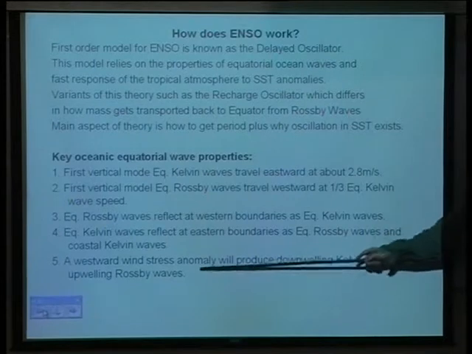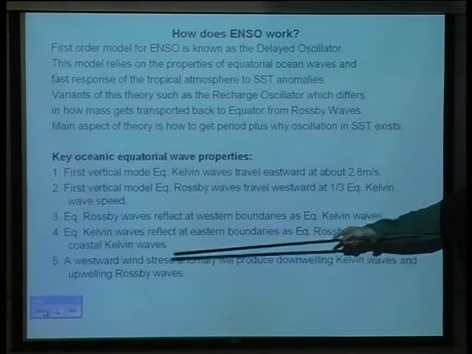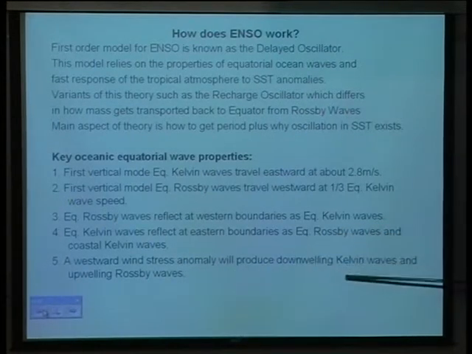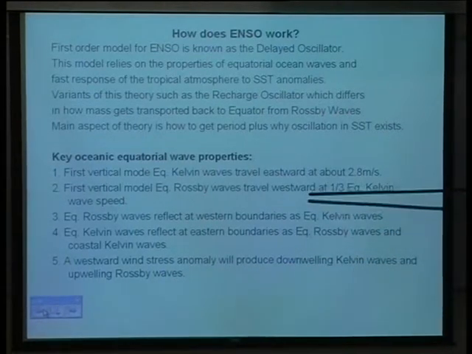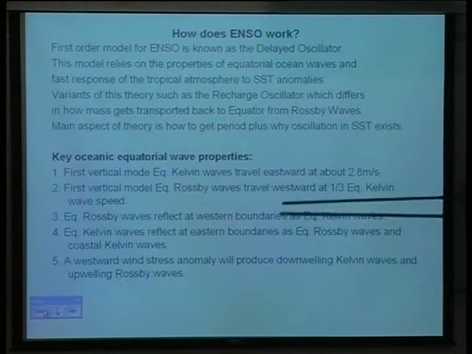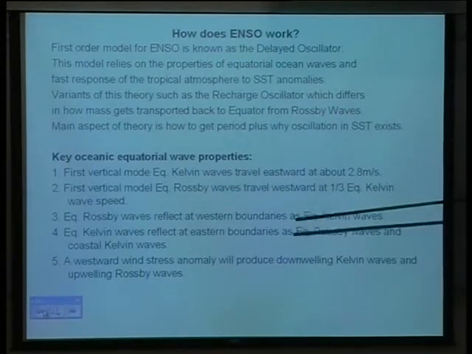Another important consideration is that a westward wind stress anomaly produces a downwelling Kelvin wave and an upwelling Rossby wave, and the opposite is true as well. An eastward wind anomaly will produce an upwelling Kelvin wave and a downwelling Rossby wave. So the waves coming off the same signal propagate in different directions and have different characteristics with respect to upwelling.